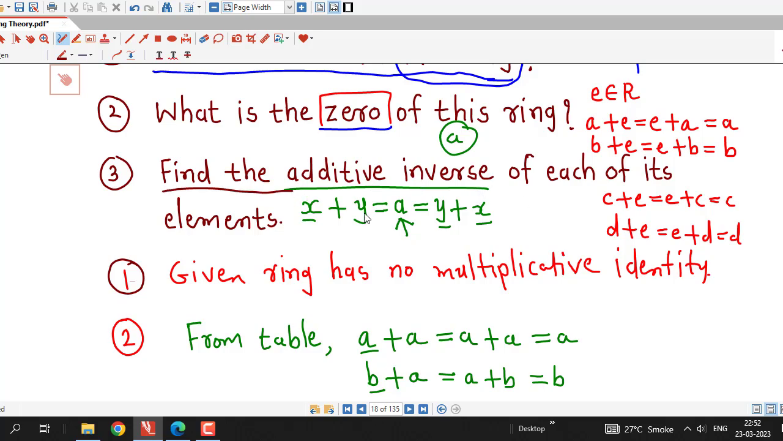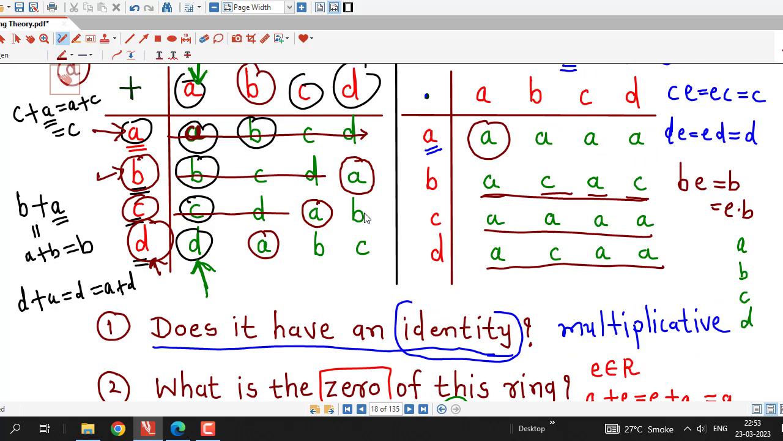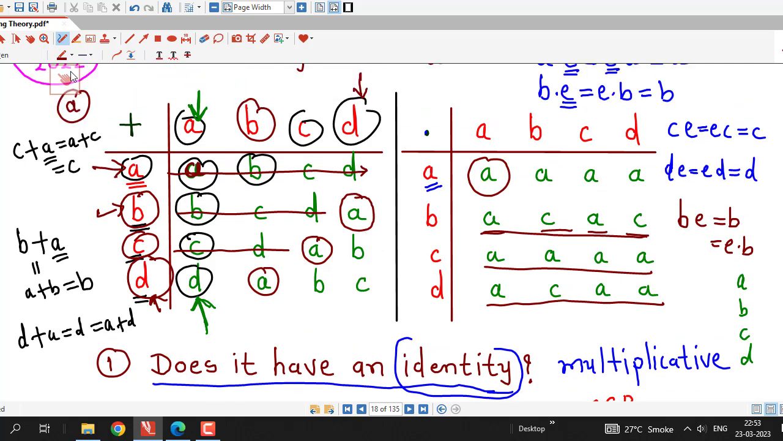Find the additive inverse of each of its elements. To find out additive inverse for each element, we have to search in the row corresponding to that element, and we have to search for the 0 in that row. Whenever we obtain 0, we find out the elements corresponding to that 0 and we are able to decide the additive inverse. For example, if we consider for B, then here we obtain 0 and that corresponds to D.